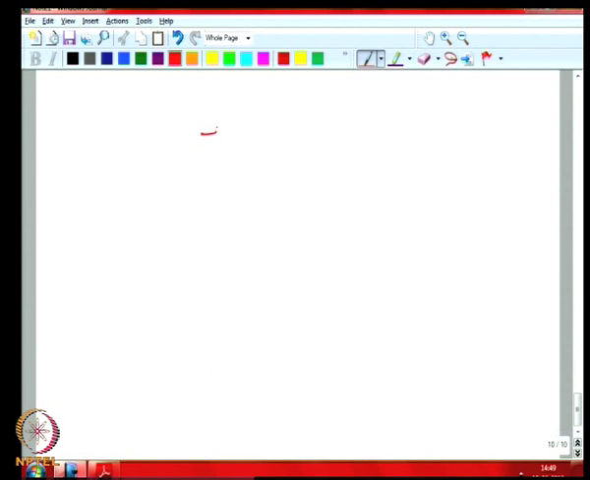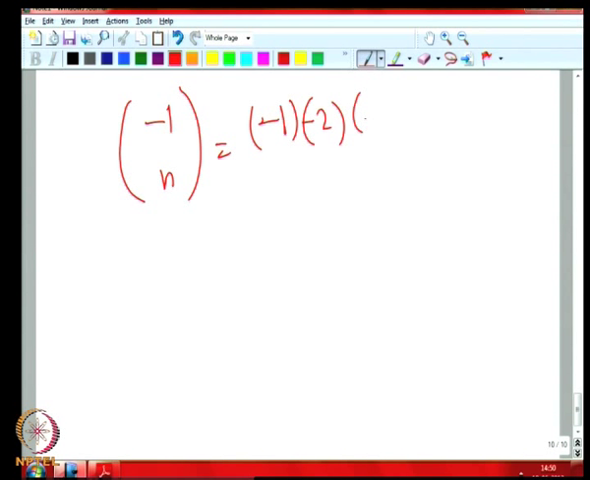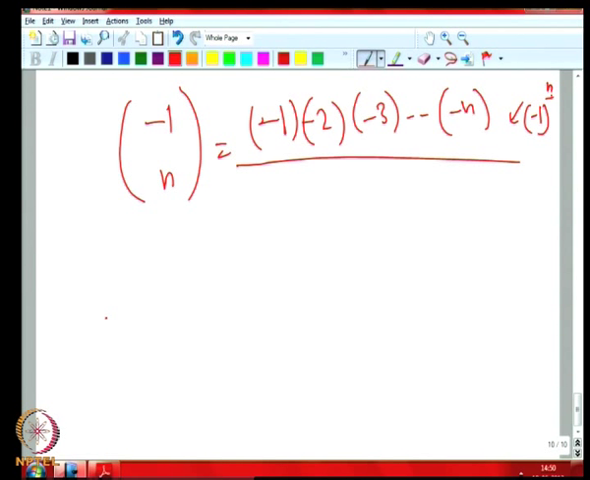For instance, this minus 1 choose n will be minus 1 into minus 1 minus 1, that is minus 2, then minus 3, so up to minus n. We write n terms, from 1 to n terms, and this is decreasing. You see this is the falling factorial that we have written here, minus 1 n falling. So below it's n factorial.